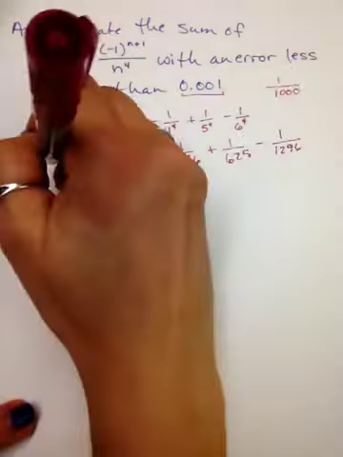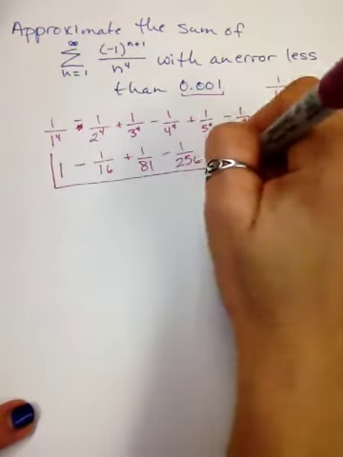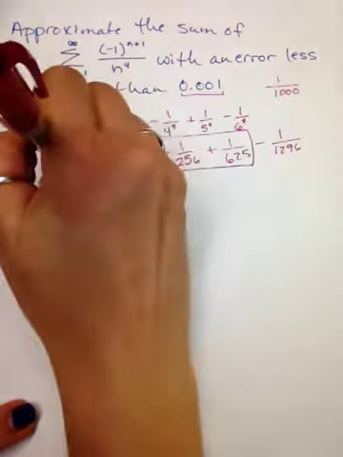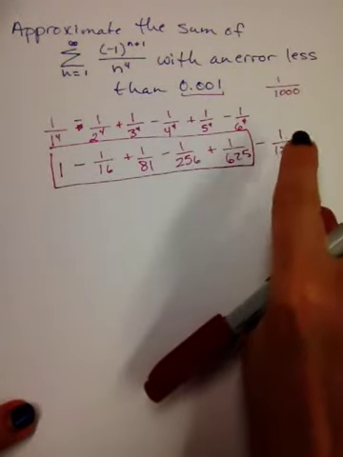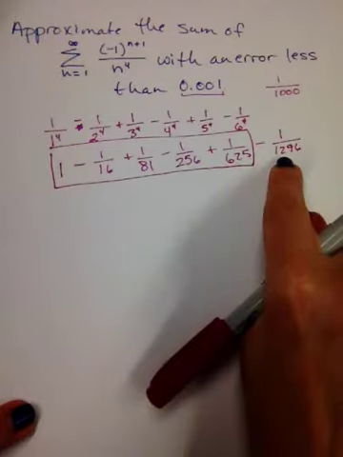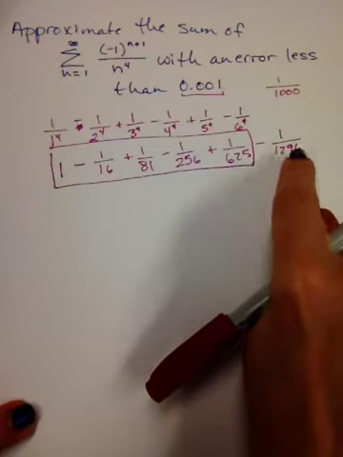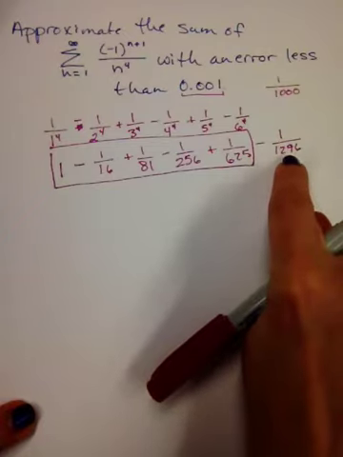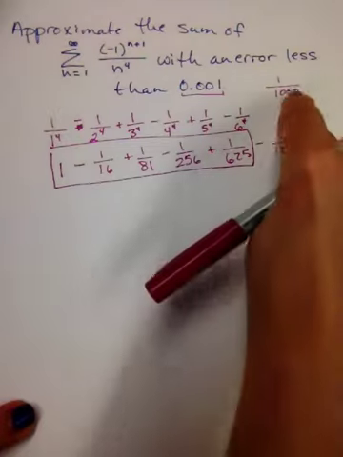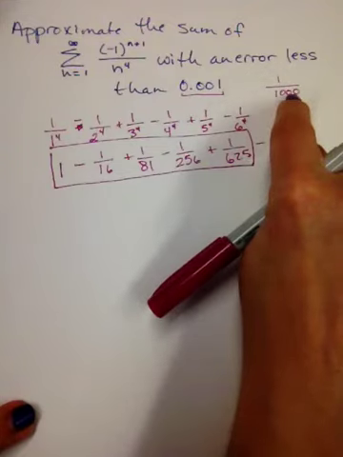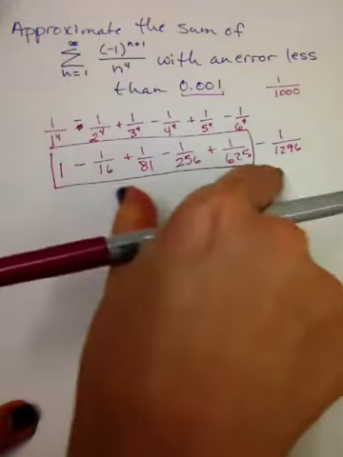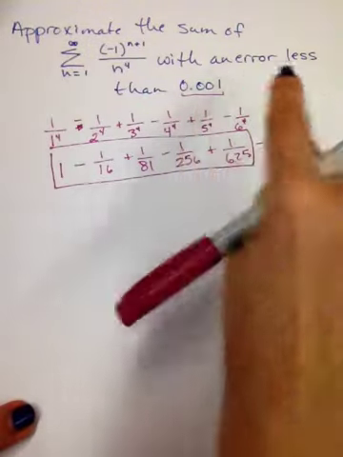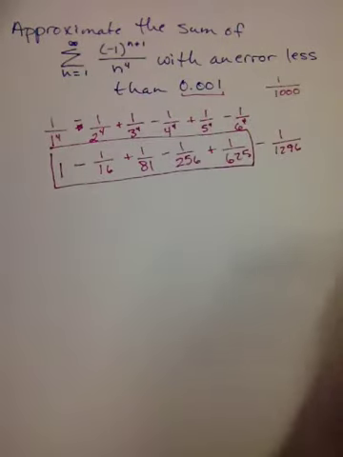So I would estimate the sum with the first 5 terms, because for the alternating series remainder, we know that the remainder has to be less than the very next term. Well, if my remainder, my error, is less than 1 over 1,296, then it has to be less than 1 over 1,000. So the sum of the first 5 terms would be my approximation that would have an error less than 0.001.